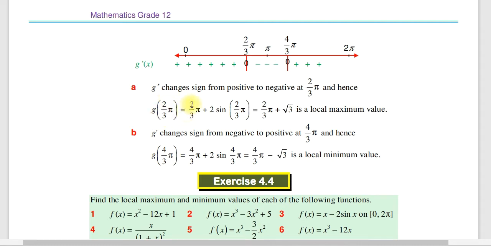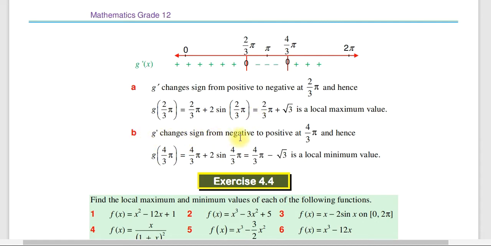Hence, g of 2 pi over 3, which is equal to 2 pi over 3 plus 2 sine 2 pi over 3, which is equal to 2 over 3 pi plus root 3, is a local maximum value. We get a positive to negative change at this point, so it is called a local maximum value.